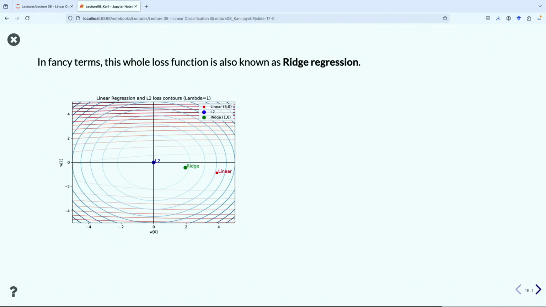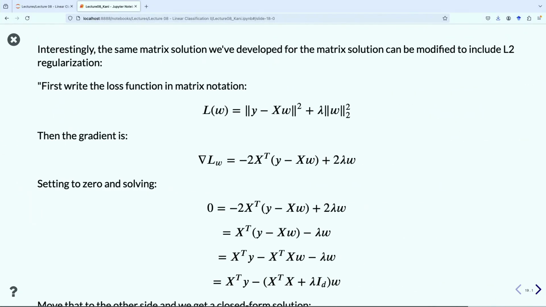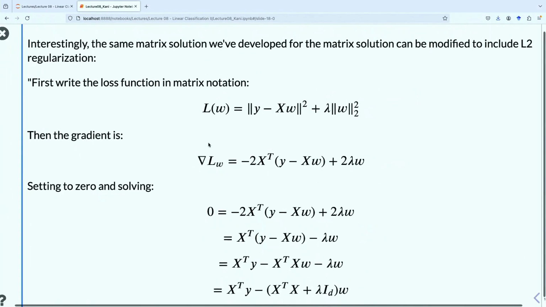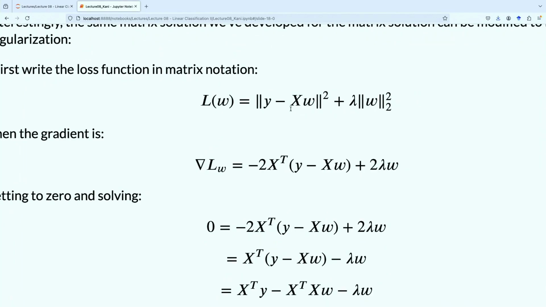Gradient descent algorithm and get the loss there. Or another thing we could do is do the matrix solution again. So what do we do in this case? We simply have a new loss function. We have y minus xw squared, and then we have the gradient loss.